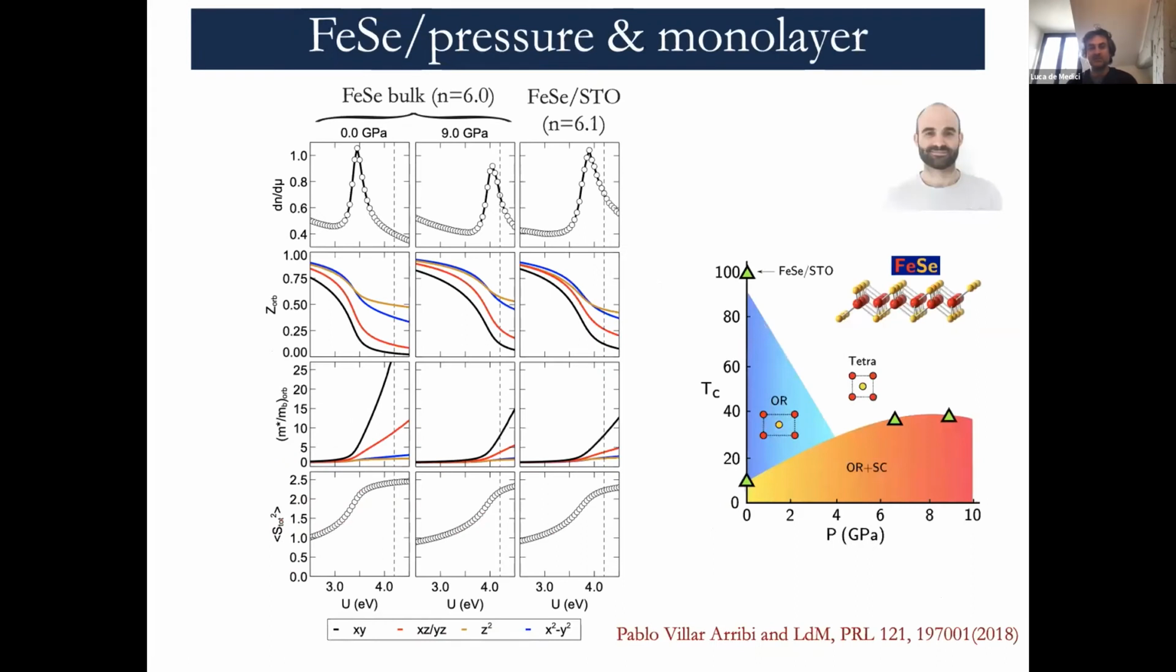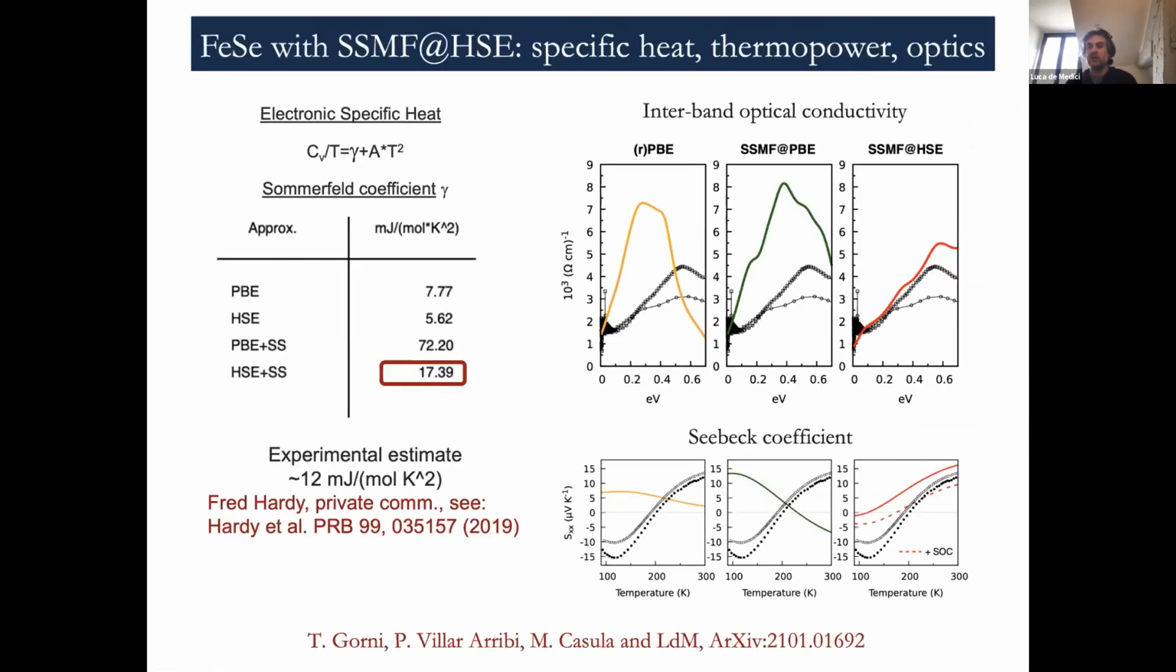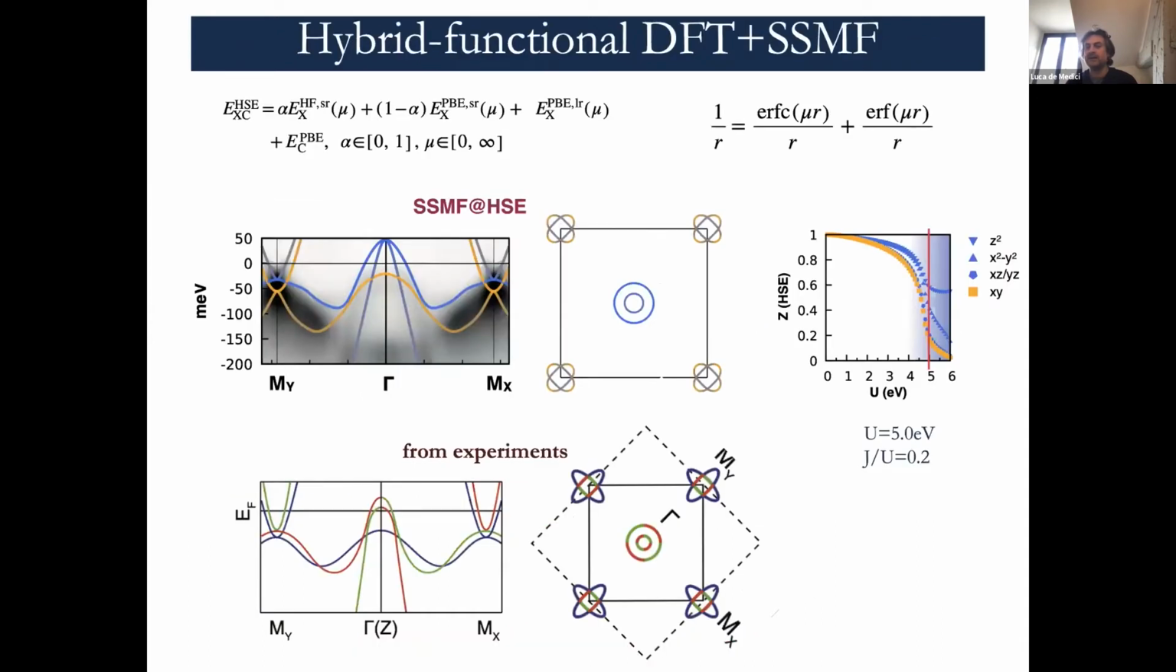So let me just show you something about the many-body physics, which I think is very important, and which can be related to what we have just seen by the fact that pretty stably, whatever the approximation we use, we place our compound in this zone just after the crossover into the Hund's metal.